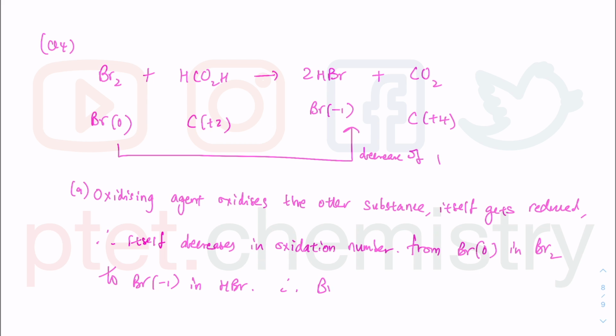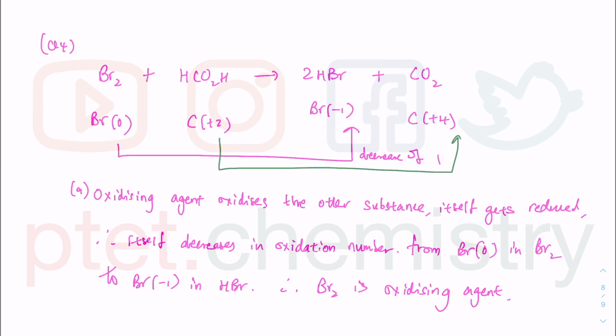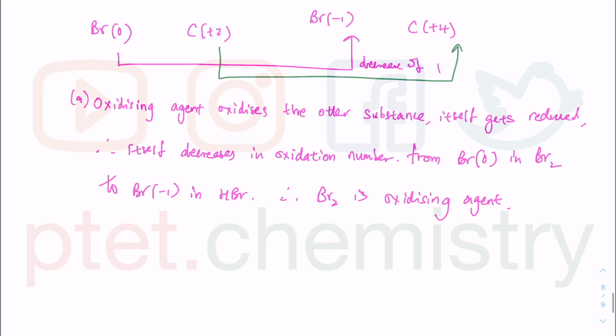So therefore, Br2 is the oxidizing agent. You could say it like that, or you could say Br2 is the oxidizing agent because Br2 oxidizes the carbon plus 2 to carbon plus 4. So Br2 oxidizes the methanoic acid, causing an increase in oxidation number from plus 2 to plus 4. Therefore, it is the oxidizing agent since it oxidizes that. Both definitions will be accepted. I just like to define the substance first and then think about what happened to itself.